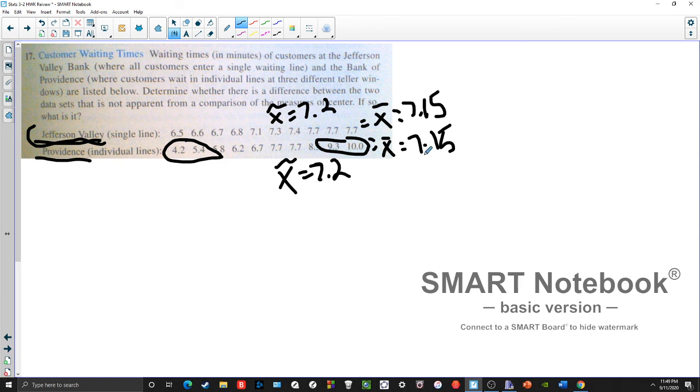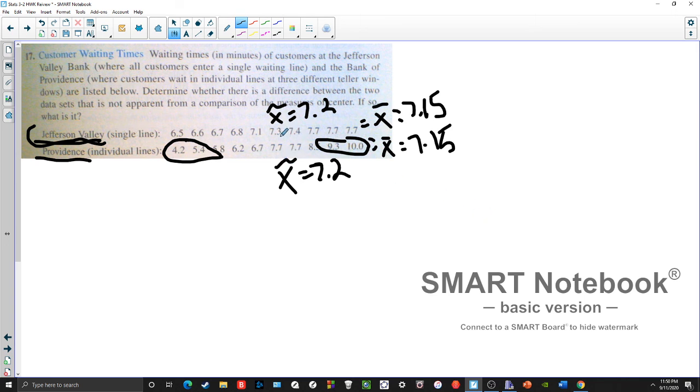Now on average, it's going to be about 7 minutes. But again, if you're rushed for time, you make a choice. You either go to Jefferson Valley and play it safe and wait about 7.15 minutes, or go to Providence and see that maybe you get lucky and get one of the low times, or maybe you get unlucky and get one of the long times. So that's what we mean by measures of variation.